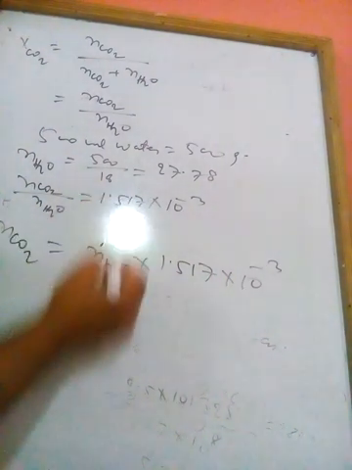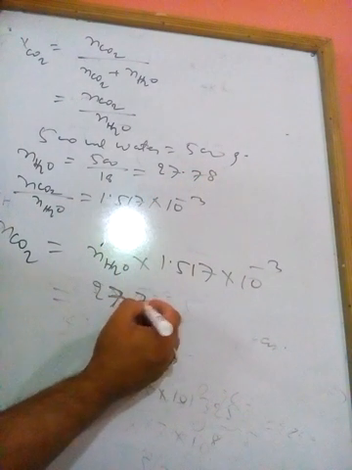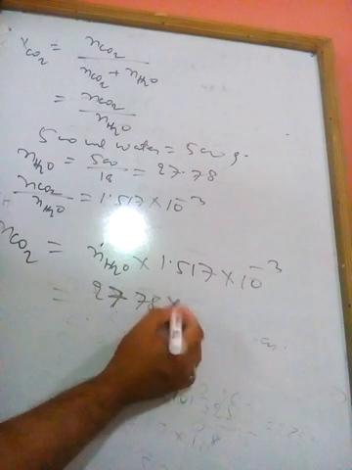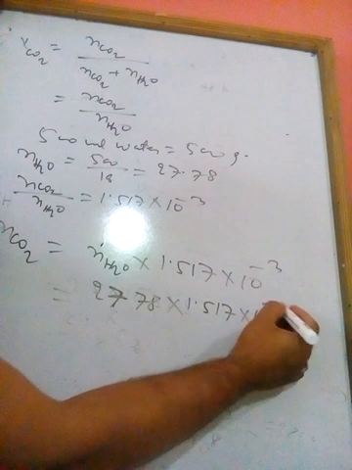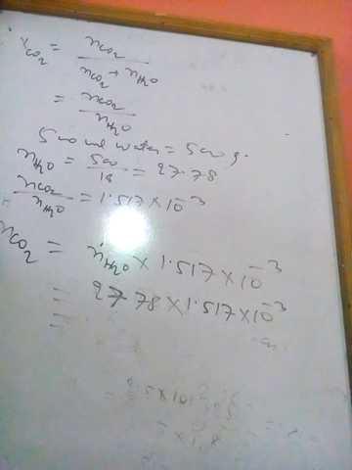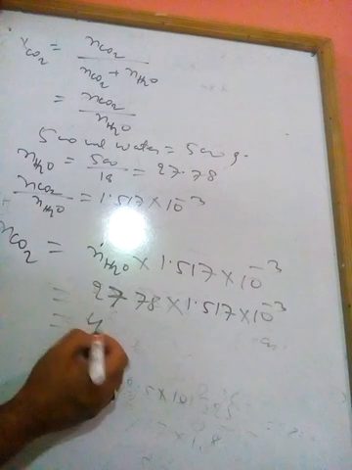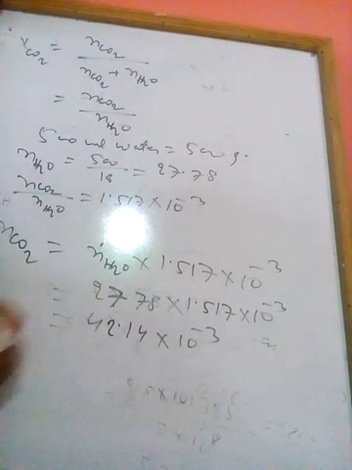So N of water is 27.78 that I have got, into 1.517 into 10 to the power minus 3. It should be multiplied to get the moles, that is 42.14 into 10 to the power minus 3.